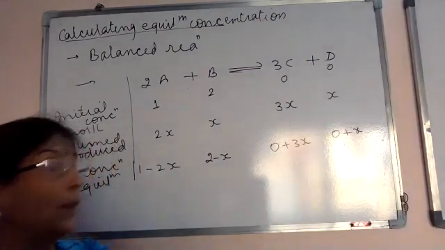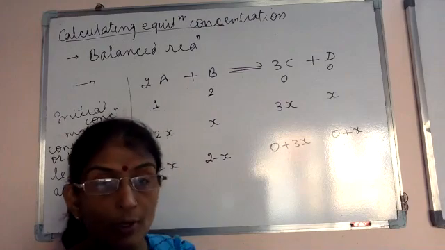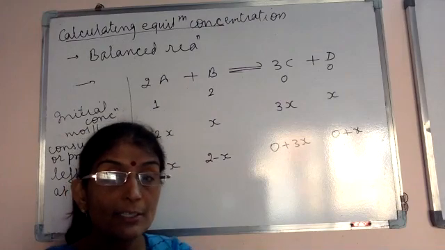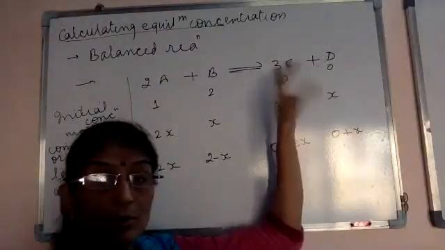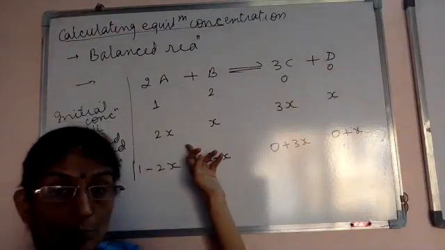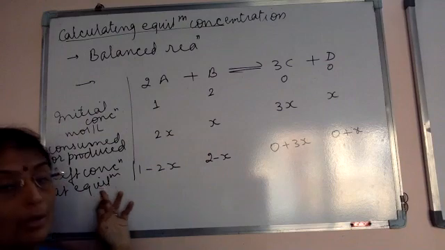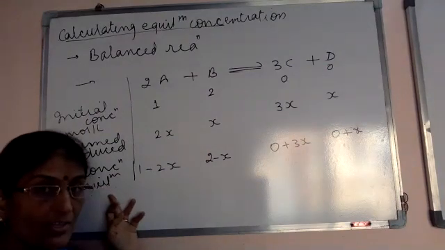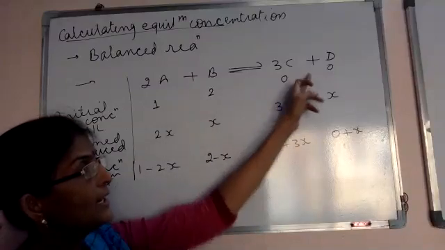If 1 and 2 mole had been put in the container for the products, then we would not write 0. It would be 1 plus 3x and 2 plus x. Products are always produced, they are formed, so they'll be added, and reactants are consumed, so they'll be subtracted. These are the equilibrium concentrations: left concentration at equilibrium for A, for B, for C, and for D.